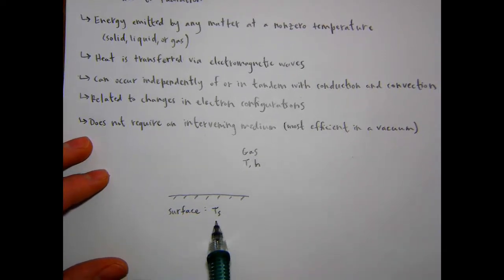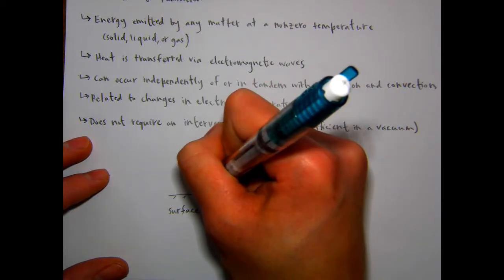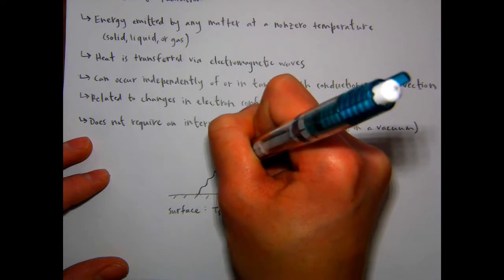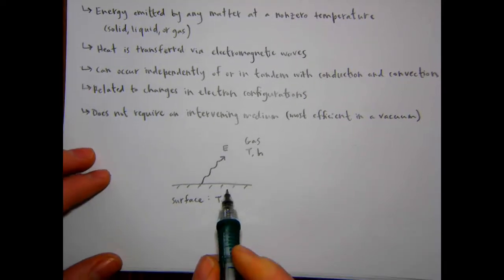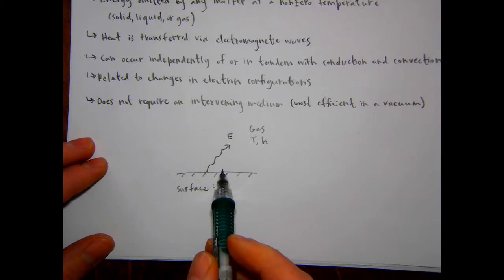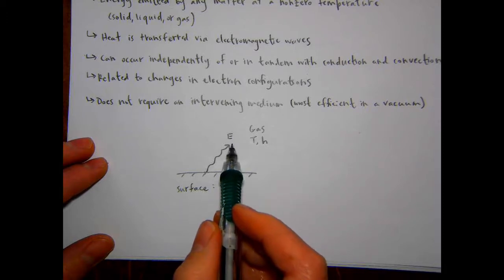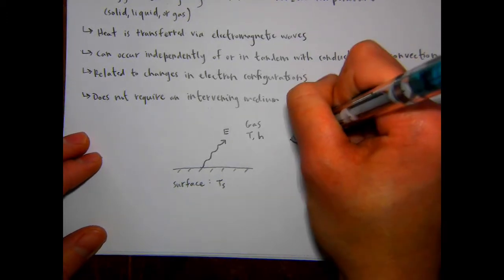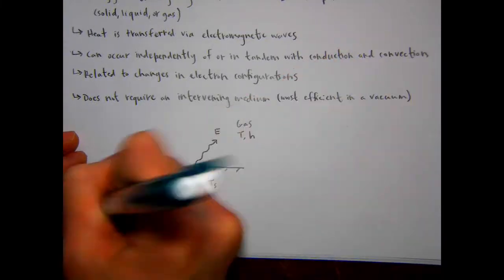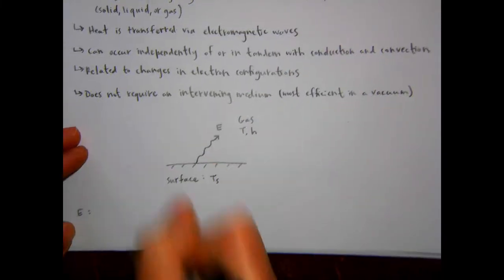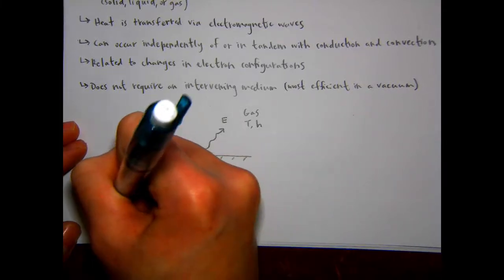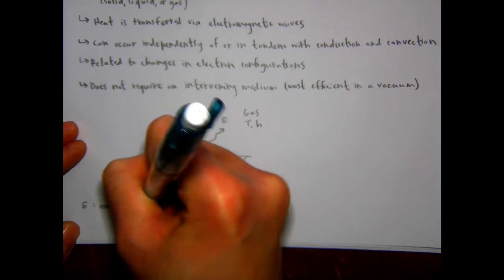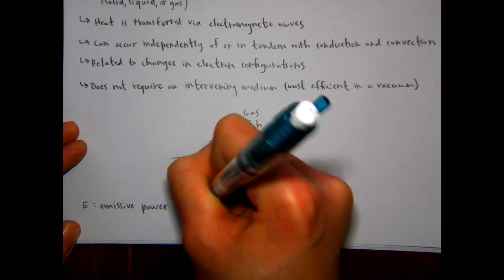So this surface, because it's at a finite temperature, is going to emit radiation at a given rate of watts per meter squared. And how many watts per meter squared it emits is called its emissive power, capital E. So we'll say E is emissive power, in watts per meter squared.